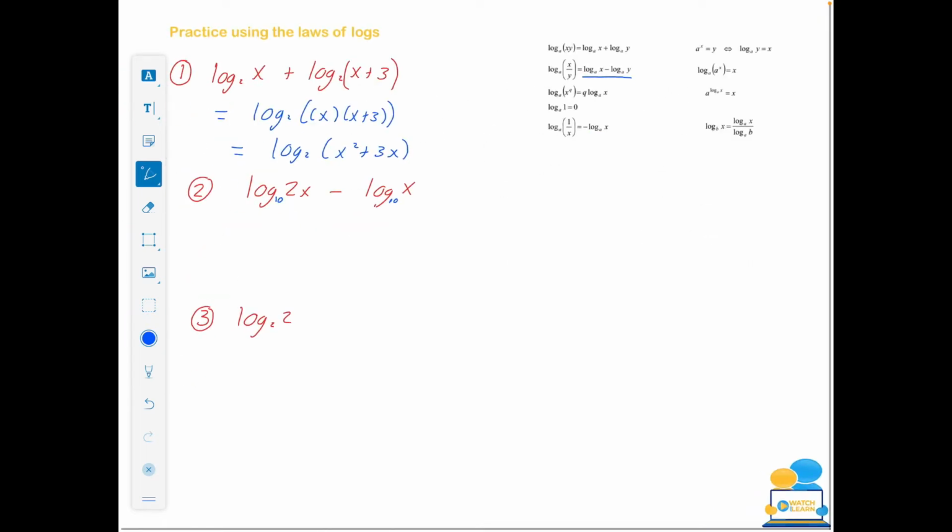So when we have a subtraction, we have a rule here. The x and the y, they get divided by each other. So we're going to do the same thing. So we'll have log of 2x over x, which is just log of 2.